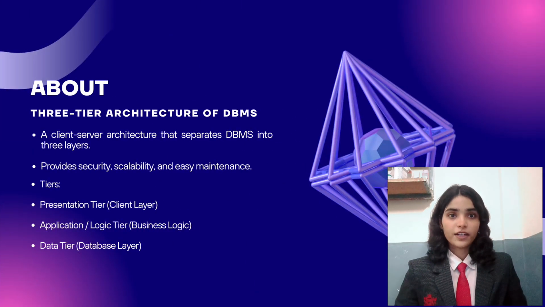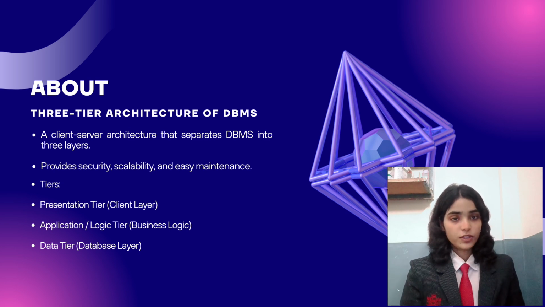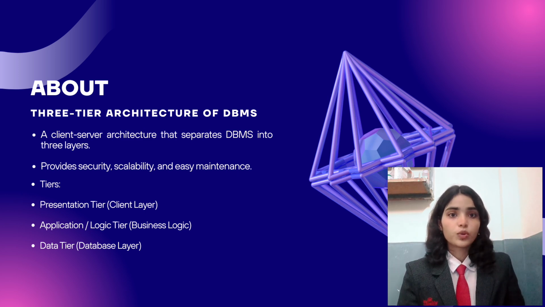The three-tier architecture is basically a client-server model that separates a DBMS into three different layers. Each layer has its own responsibility, and this separation makes the system more organized and reliable. So, the three layers are: the first layer is the presentation layer, which is also called the client layer, then the application or logic layer, and the last one is the data tier, which is the database layer. Now let's discuss each of them one by one.